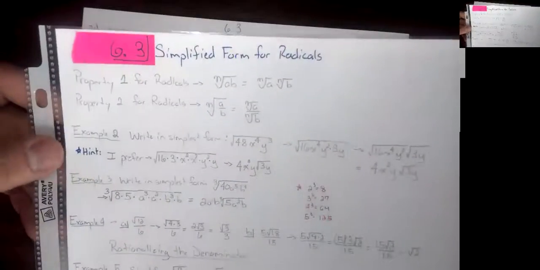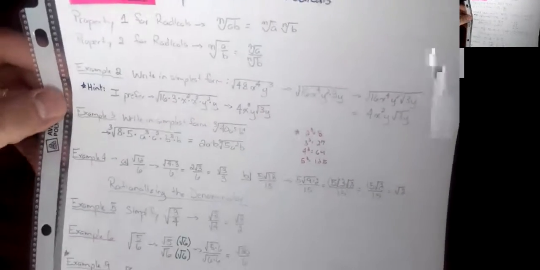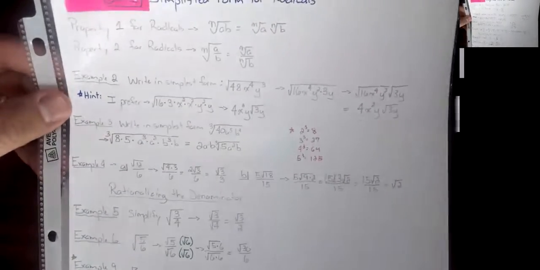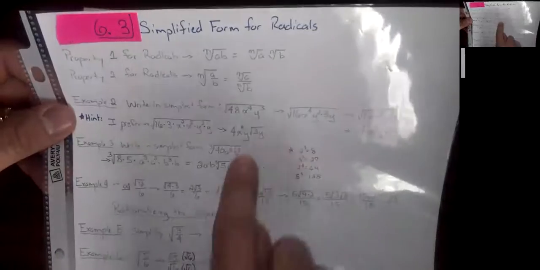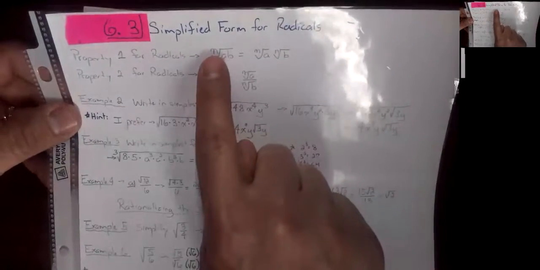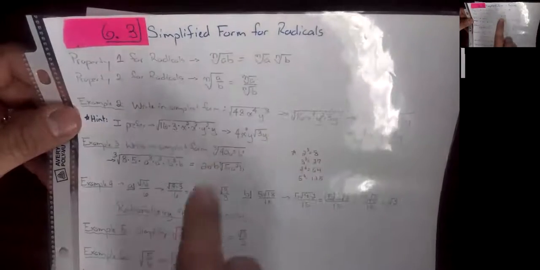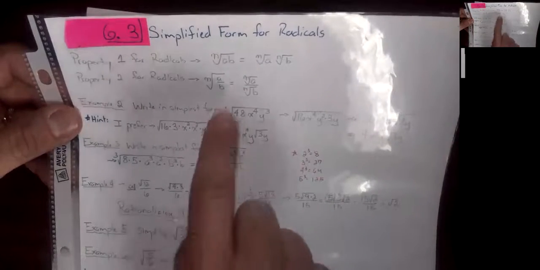For 6.3, simplified form for radicals, there's just a couple concepts to learn about. It's all about getting rid of that symbol, the root symbol. We want to get rid of it. Property 1 says whatever root it is, it's applied to everything inside, so you can treat them individually. You can break this apart.